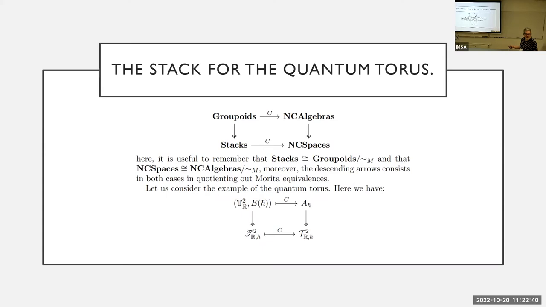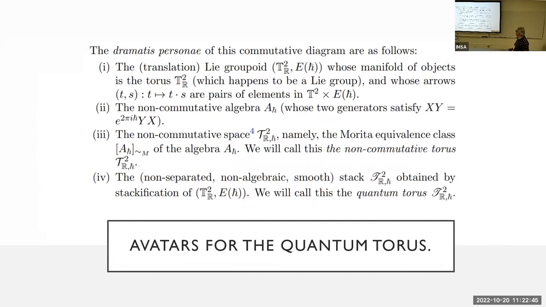So the dramatis personae are the translation groupoid by this group action of the reals by a slope h bar. The non-commutative algebra is a convolution algebra of the Lie groupoid, up to Fourier transform. The non-commutative space is a Morita-Kunz class of the algebra, and the stack obtained by stackification of the translation groupoid will be the quantum torus. The stack obtained by stackification of the group action by slope h bar on the torus. This is a two-dimensional one. So these are my avatars for the quantum torus, and I will be working all the time with the stack.